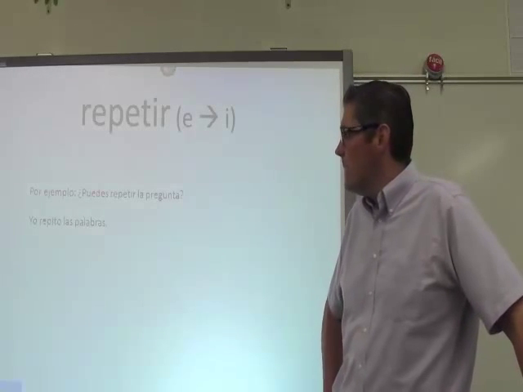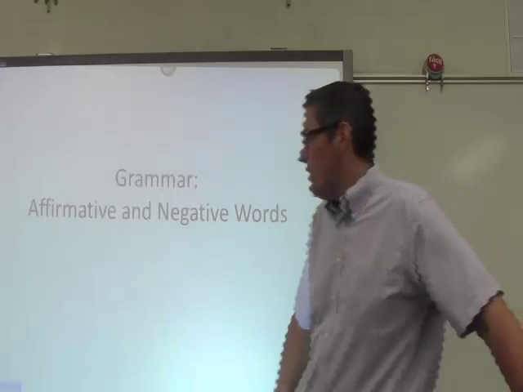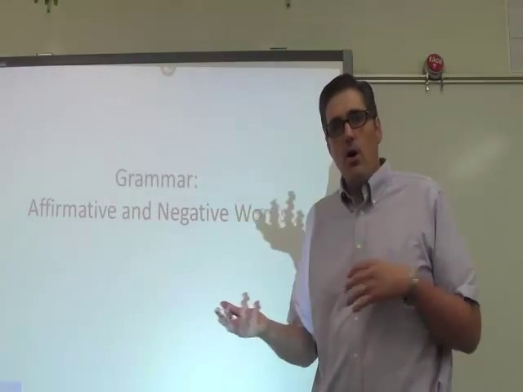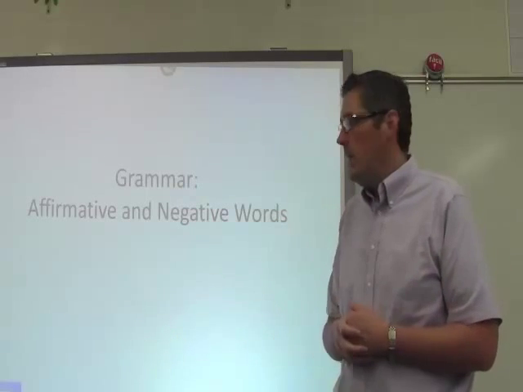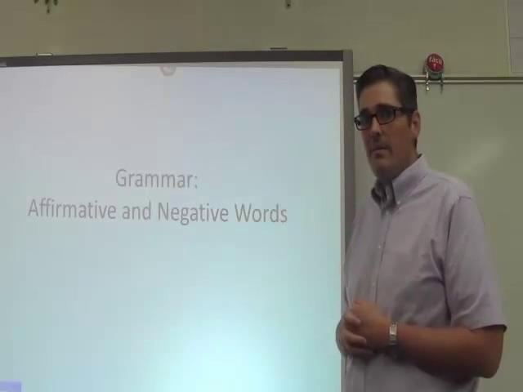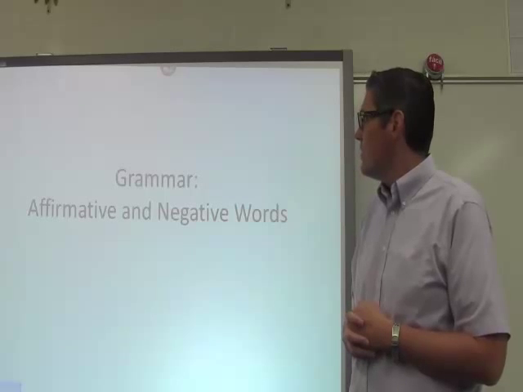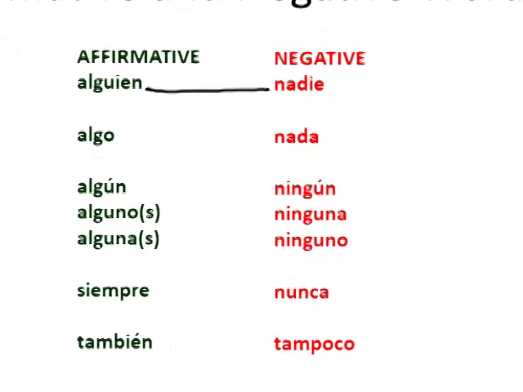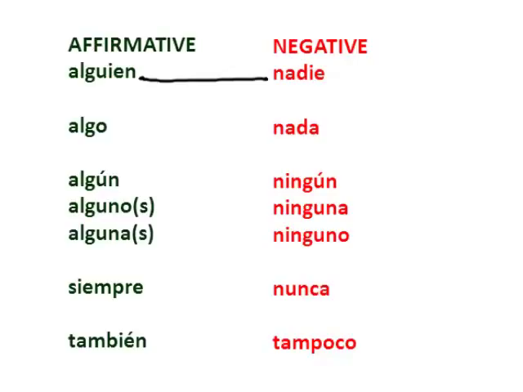Our next point that we had in this chapter was affirmative and negative words. Okay, these were the words like always, never, somebody, nobody, some, none. Okay, let's take a look at those. You see, I've lined them up side by side so that if you wanted to, you can match them up and compare. Alguien, somebody, nadie, nobody. Algo is something, nada is nothing.